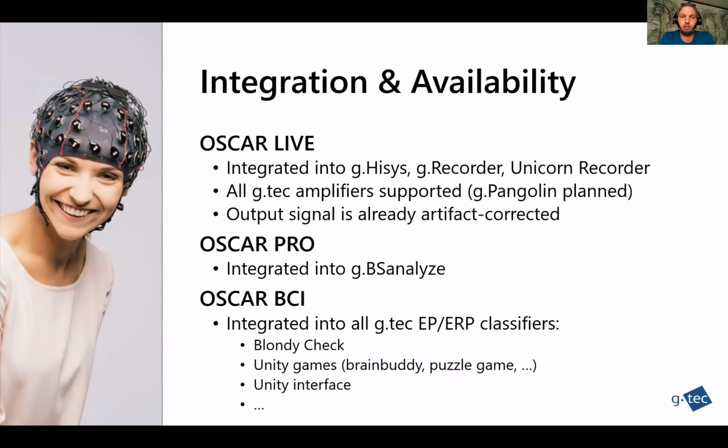And OSCAR BCI is actually already integrated in a lot of g.TEC EP and ERP classifiers. For example, the Blondie check already uses OSCAR BCI, and the Unity games, the Unity interface, which is being rolled out and I think also being demonstrated during the spring school and during the hackathon. For example, Brain Buddy and Puzzle Game. So Martin is very active here. These applications already use the OSCAR BCI.